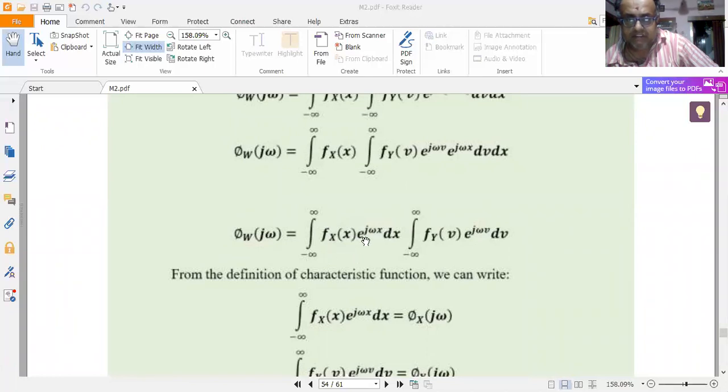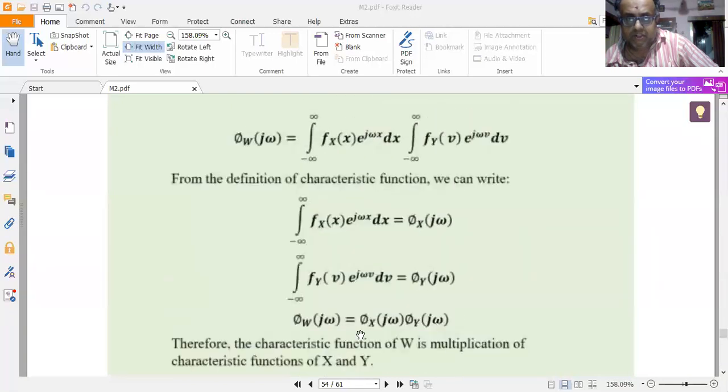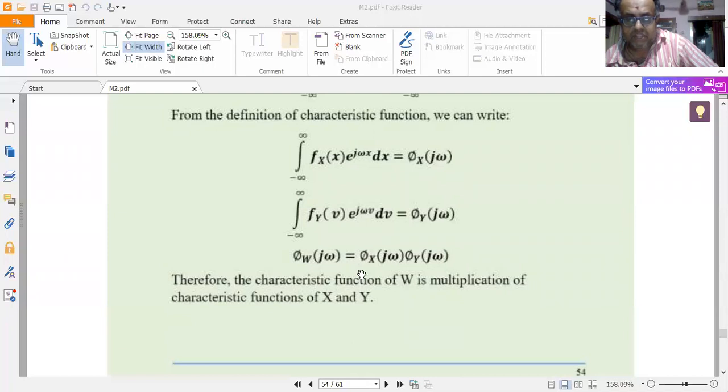The first integral is the characteristic function of fx of x, that is phi x of j omega. The second integral with respect to v is the characteristic function of fy of v, that is phi y of j omega. Replacing these integrals by the corresponding phi x of j omega and phi y of j omega, I infer that phi w of j omega is equal to phi x of j omega multiplied by phi y of j omega. That is, the characteristic function of w is the multiplication of the characteristic functions of x and y. This is one of the famous Fourier transform properties that is used for this purpose.